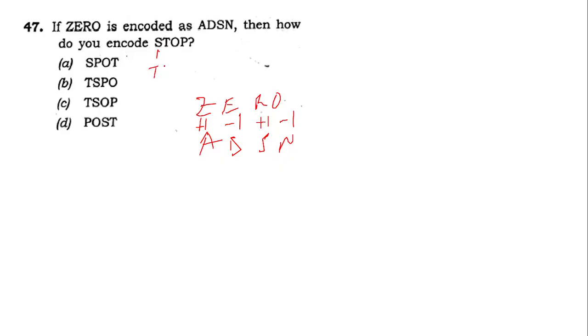S plus 1 is T, T minus 1 is S, O plus 1 is P, P minus 1 is O. TSPO, option B is the right answer for this. Very easy question on coding decoding.